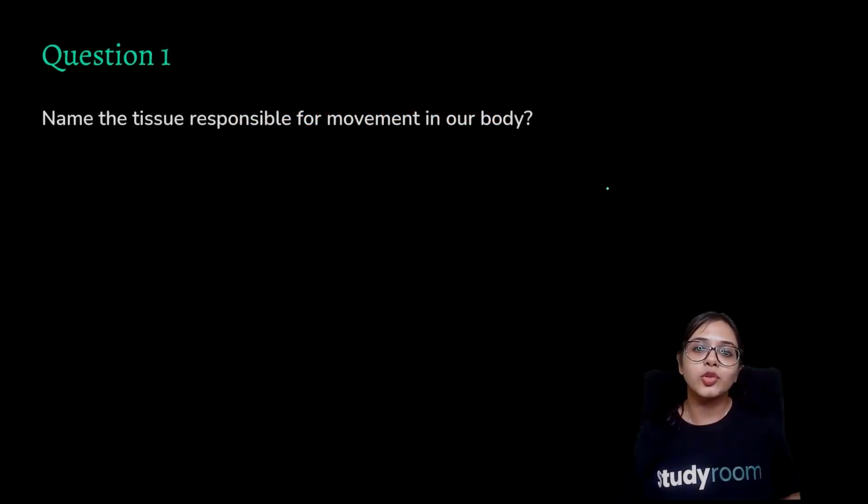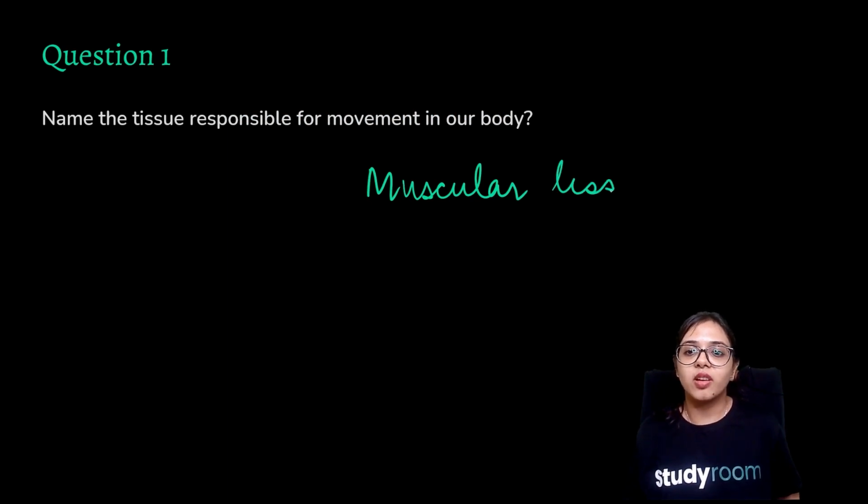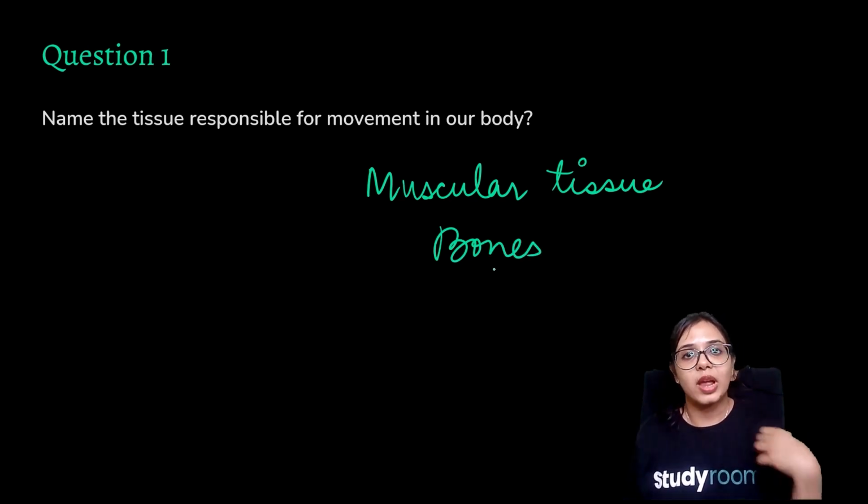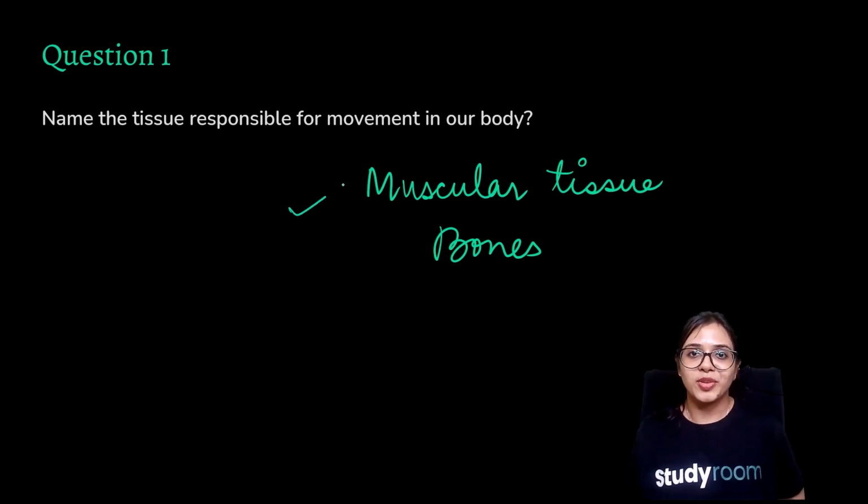Question: name the tissue responsible for the movement in our body. If you remember, muscular tissue is very important. Why? Because muscular tissue surrounds our bones. It is attached to the bones, and since it is attached to the bones, it helps in contraction and relaxation. So we are able to move owing to the muscular tissue.